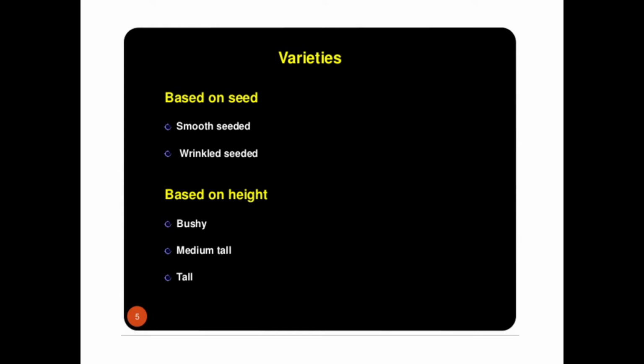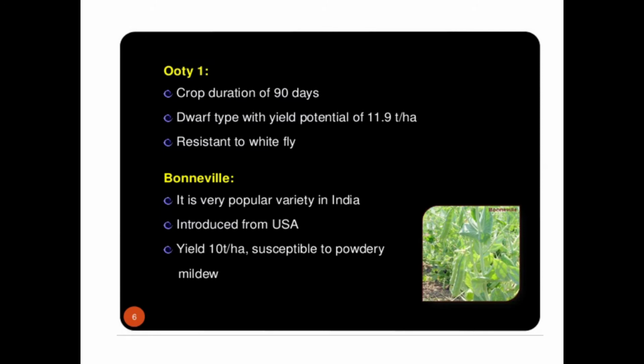Varieties. There are two types of varieties, based on seed and based on height. Firstly, based on seed: first one smooth seeded, second wrinkled seeded. Based on height: bushy, medium tall, and tall. First variety, Uti 1. Features: crop duration 90 days, dwarf type with yield potential 11.9 ton per hectare, resistant to white fly.